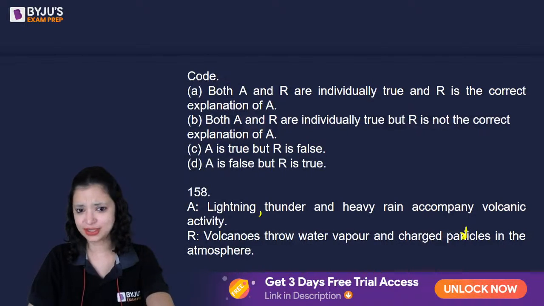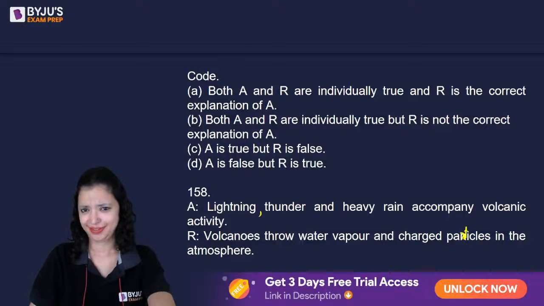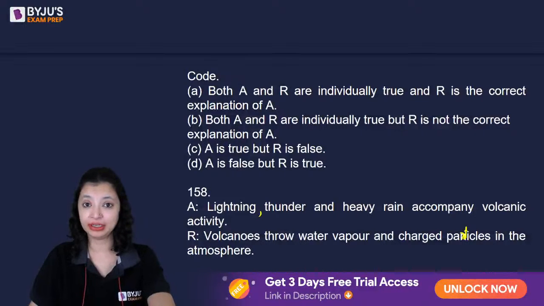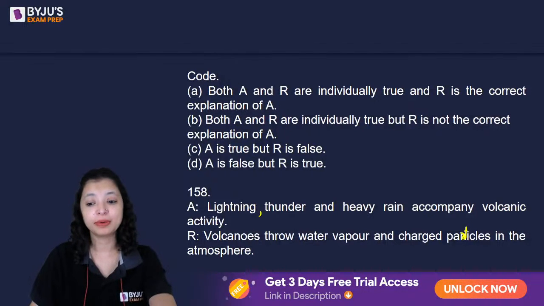C, R is false. No, R is true. Both are true. Okay, let me help you with GK. Lightning, thunder, and heavy rain accompany volcanic activity. If there's a volcanic eruption, there will be lightning, thunder, and heavy rain. And the second one, volcanoes throw water vapor and charged particles into the atmosphere, is also true.